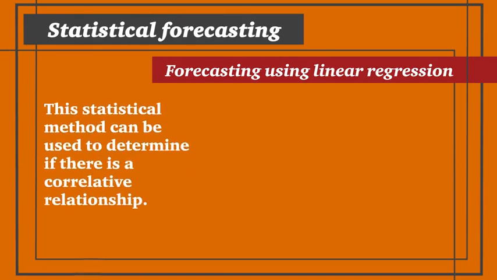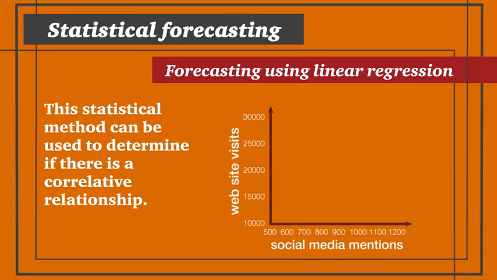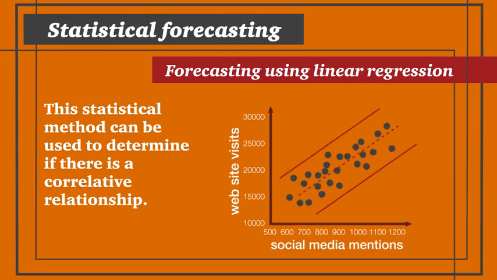This statistical method can be used to determine if there is a correlative relationship between two variables. In our case, the relationship between the number of social media mentions, the independent variable, and visits to our website, the dependent variable. We have measures of the strength of this relationship, which we will discuss later.